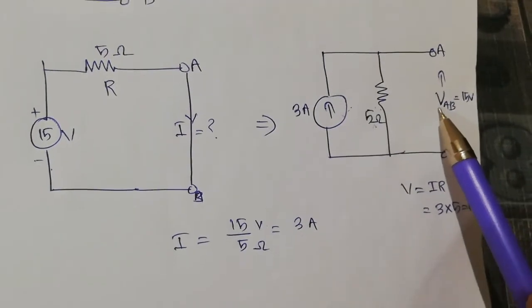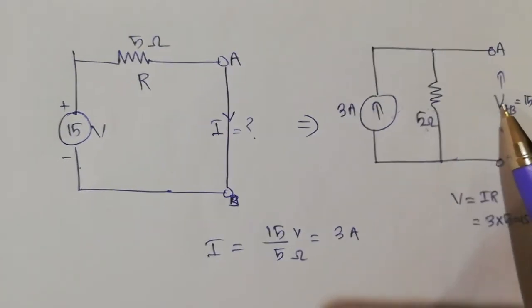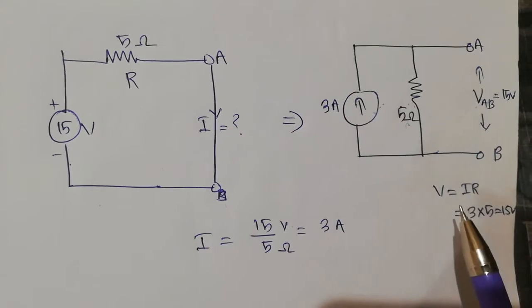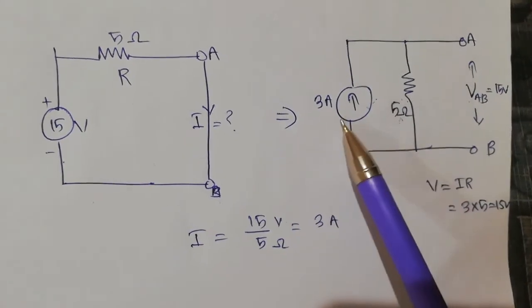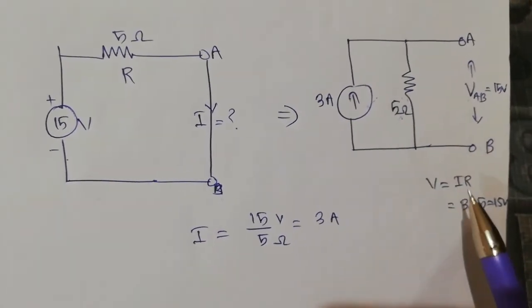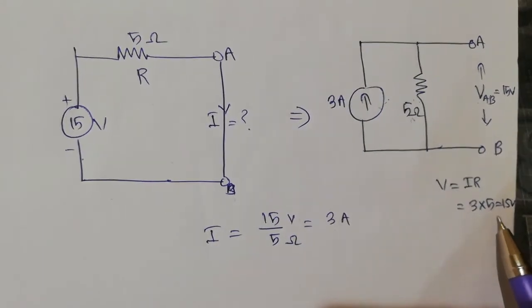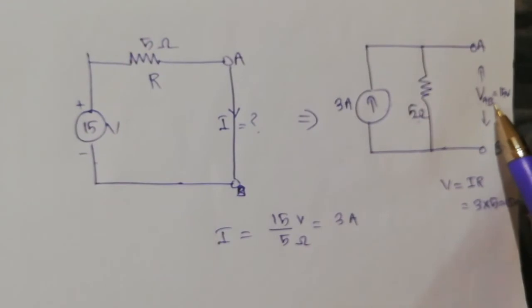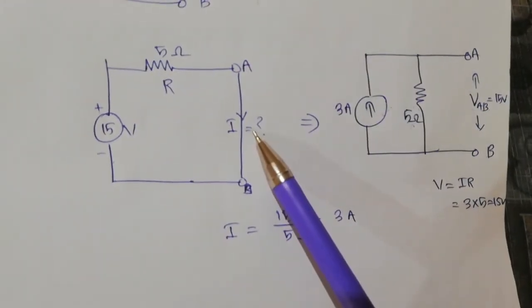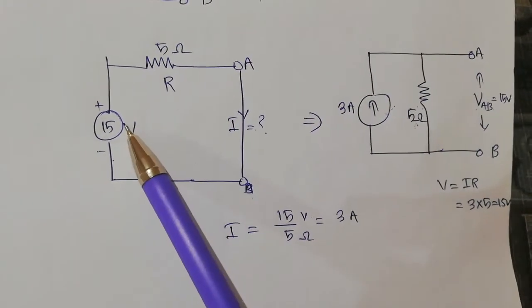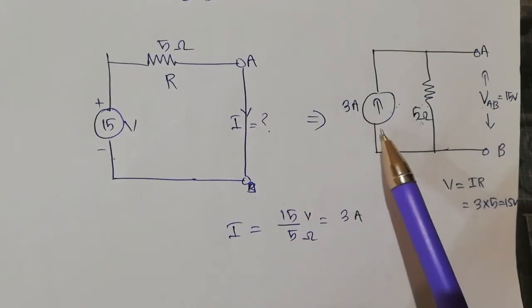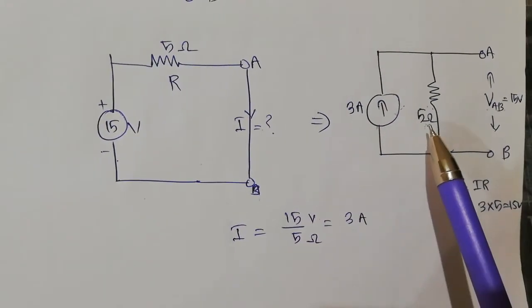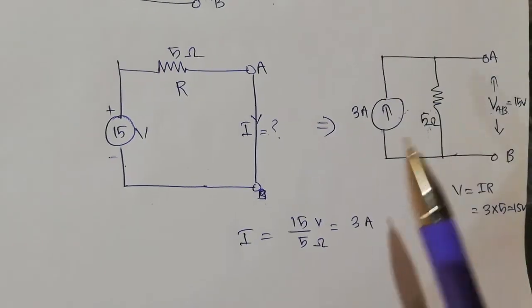Now just calculate the potential across these terminals. VAB, V is equal to IR. We know I is equal to 3 ampere and the resistance is 5 ohm. 3 into 5 is equal to 15 volt. So the potential we obtain here is 15 volt and the current is 3 ampere. So we can convert a voltage source with a series resistance to a current source with the same parallel resistance.